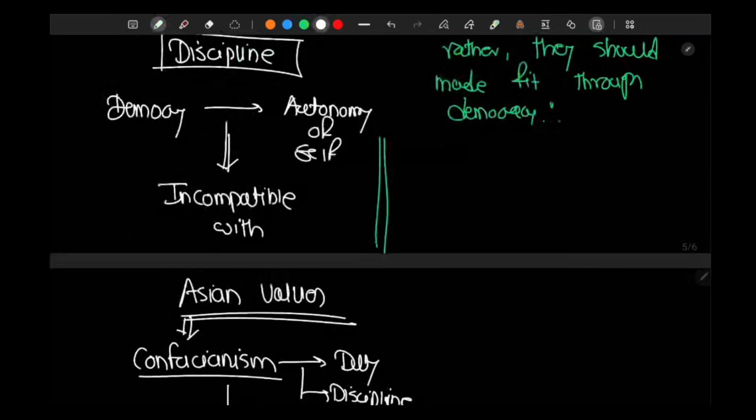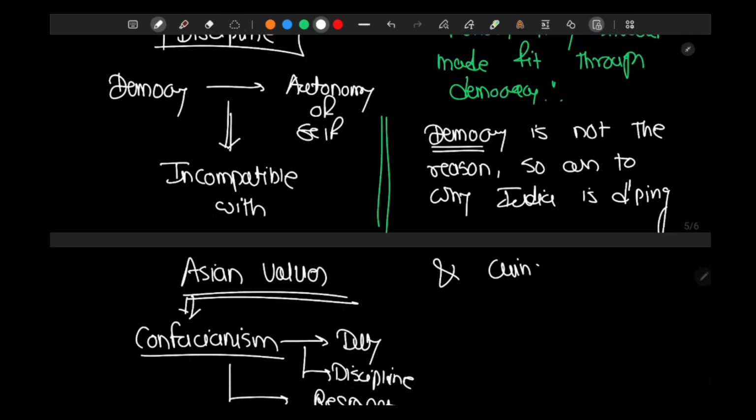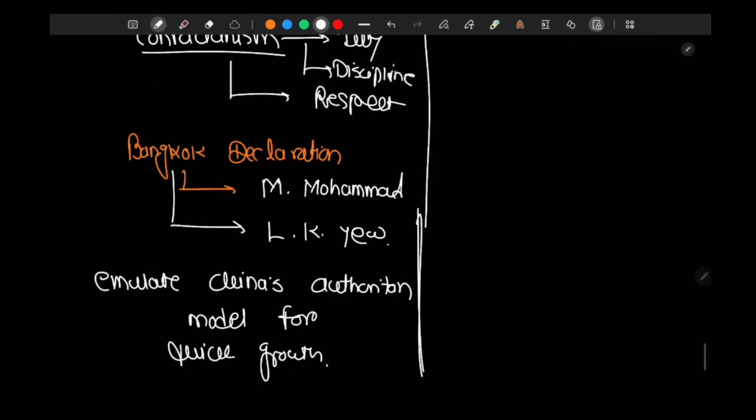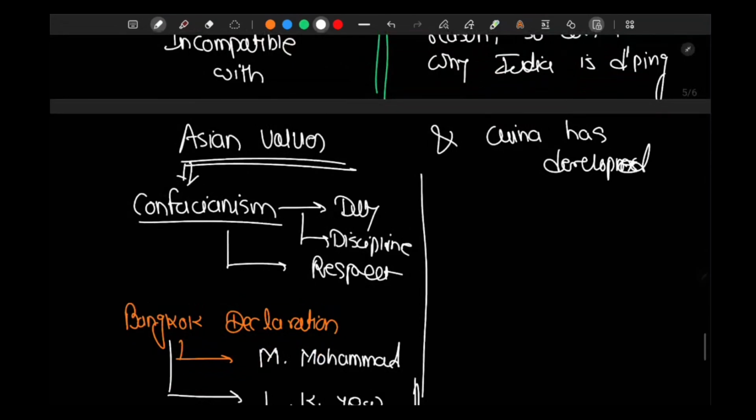Development as Freedom says that democracy is not the reason as to why India is not developed, right? Democracy is not the reason as to why India is developing and China has developed. Why is there a gap between India and China? This was explained by Sen by saying that India lacked leadership. That is why India is undeveloped.